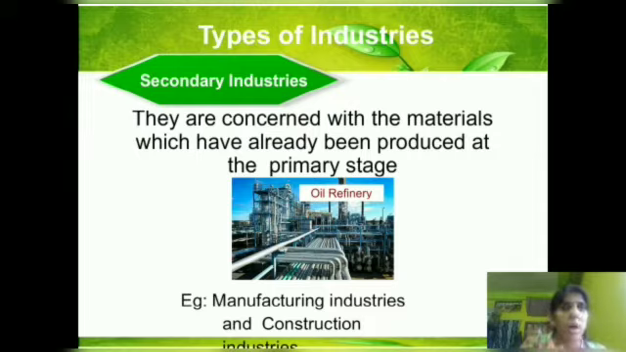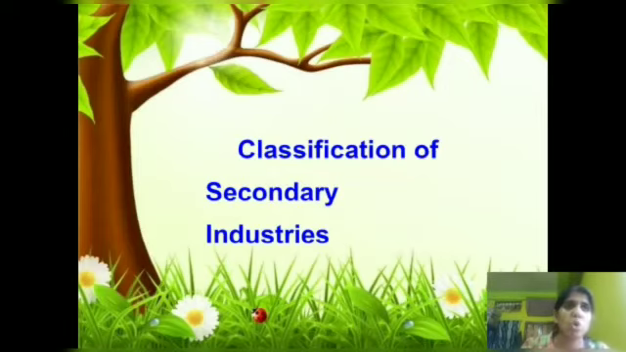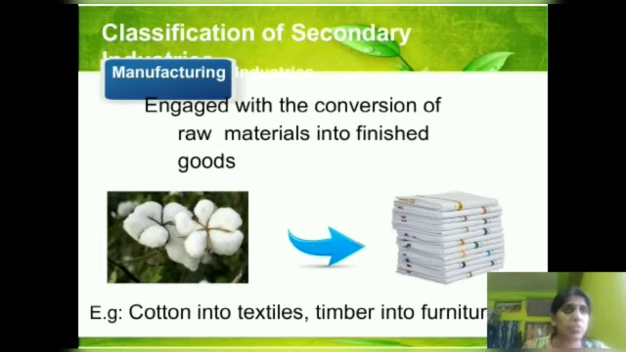Understood? I repeat, these industries already take the goods from the primary stage and make them into the fine final goods that you can use. Means they make it ready for your final consumption. So this is the job of the secondary industry. Now see the classification of the secondary industry. The first one is manufacturing. Please see, the first one is manufacturing.